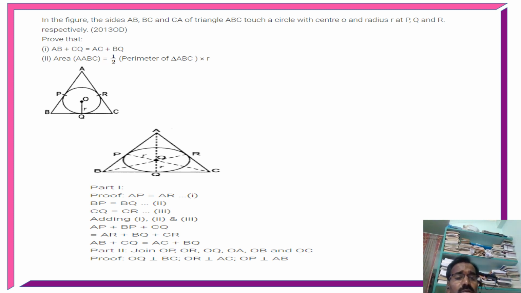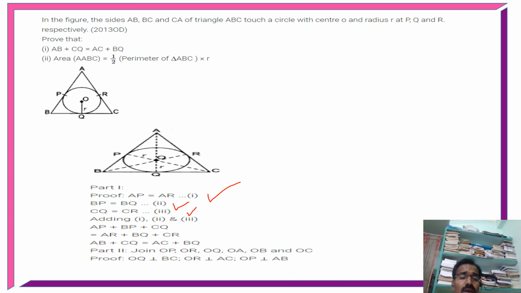AP equals AR because lengths of tangents are equal. BP equals BQ, lengths of tangents drawn from an external point are equal. CR equals CQ, length of tangent drawn from an external point. Add up all these: AP plus BP plus CQ equals AR plus BQ plus CR. As we know, AP plus BP is AB, and CQ plus AR equals AC plus BQ, that is, AR plus CR is AC plus BQ.